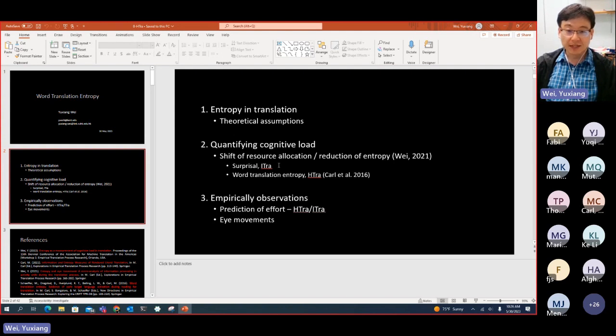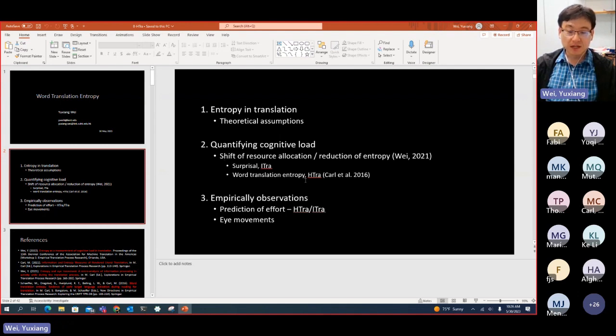I will try to argue in this part that the shift of resource allocation as represented by relative entropy is equal somehow to the surprisal of the item that's eventually chosen, and that surprisal can be approximated in the CRITT database as the ITra. Reduction of entropy, on the other hand, can be argued to be approximated by word translation entropy, which is denoted by HTra in the CRITT database.